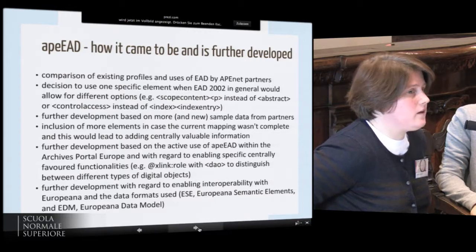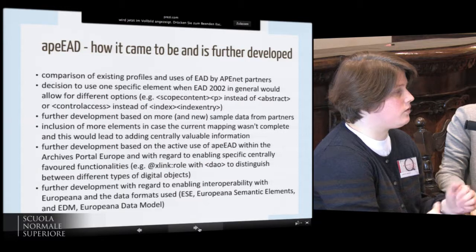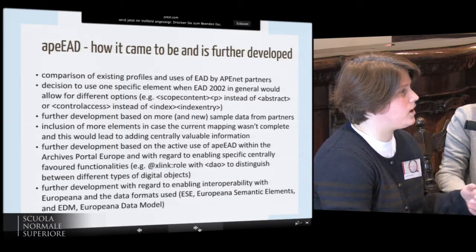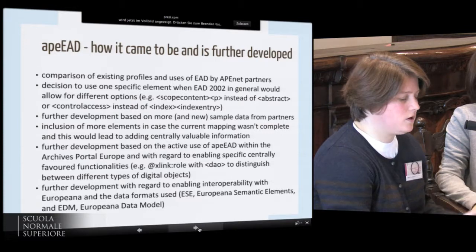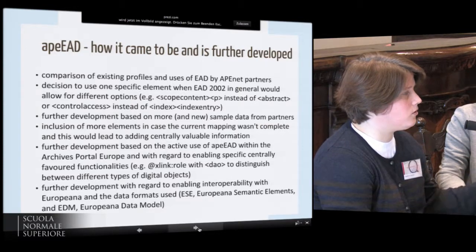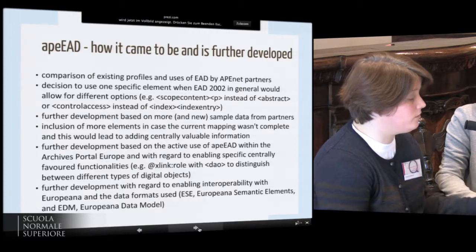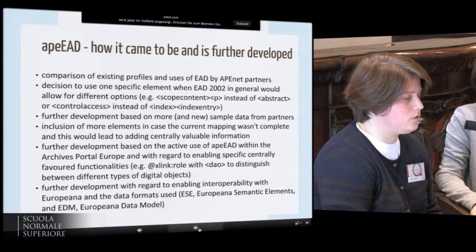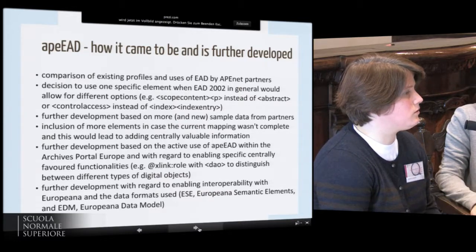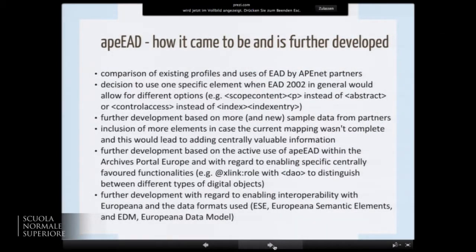We then, when we started to actually implement APE-EAD in the Archives Portal Europe, saw, okay, we perhaps would like to have some functionalities based on this centrally used. So we started to also incorporate some small bits and pieces into our profile in order to do this. For instance, including a role attribute with the element which is used for all the links to the digital archival objects in order to distinguish between different types of digital objects.